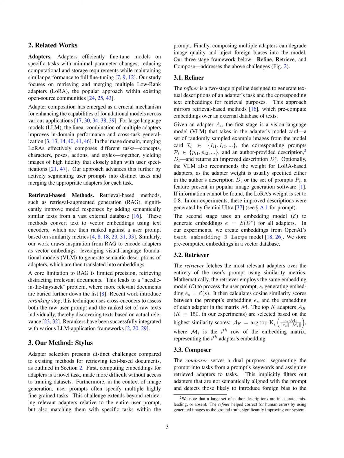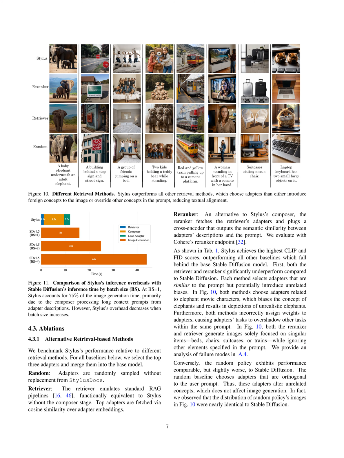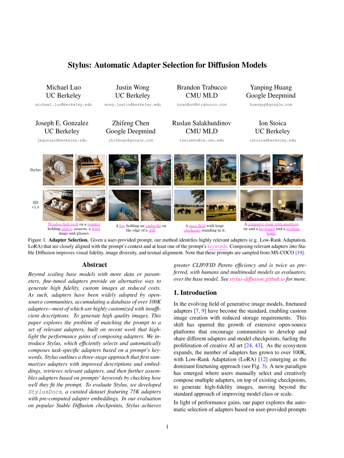The first stage involves the refiner, which generates textual descriptions of an adapter's task and computes text embeddings for retrieval. It uses a vision language model to improve descriptions and an embedding model to generate embeddings for all adapters. 2. Retriever. The retriever fetches the most relevant adapters by processing the user prompt and calculating cosine similarity scores between the prompt's embedding and each adapter's embedding. The top K adapters with the highest similarity scores are selected.